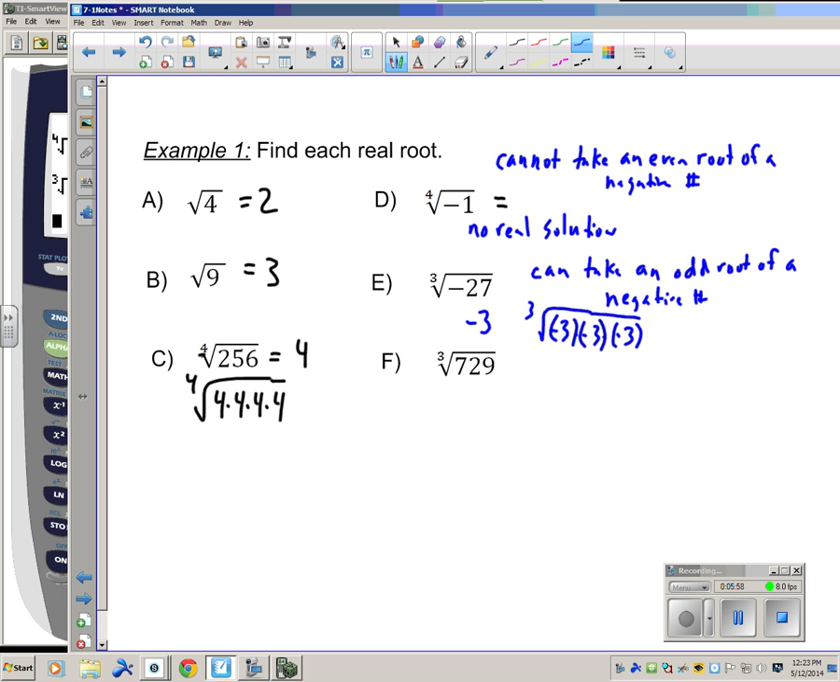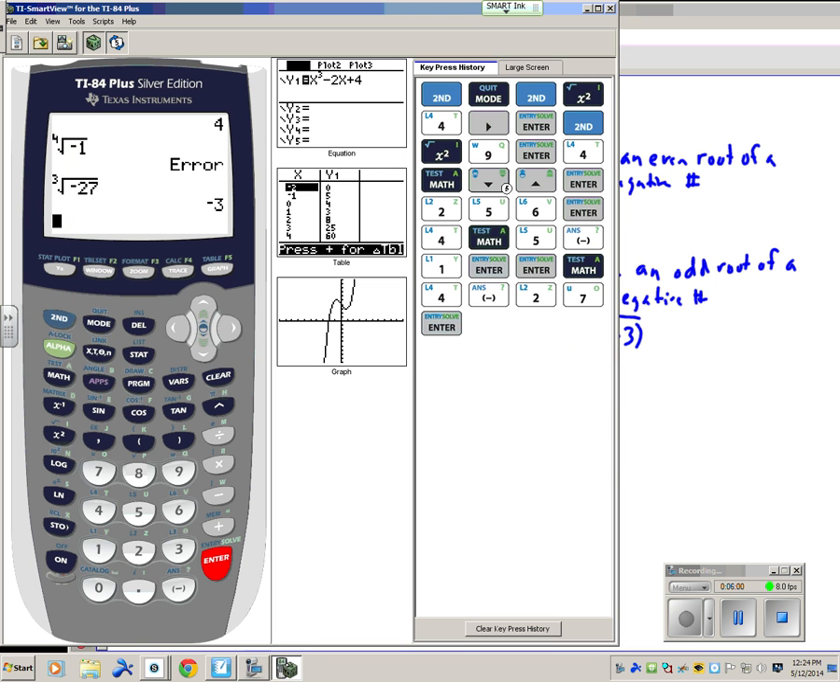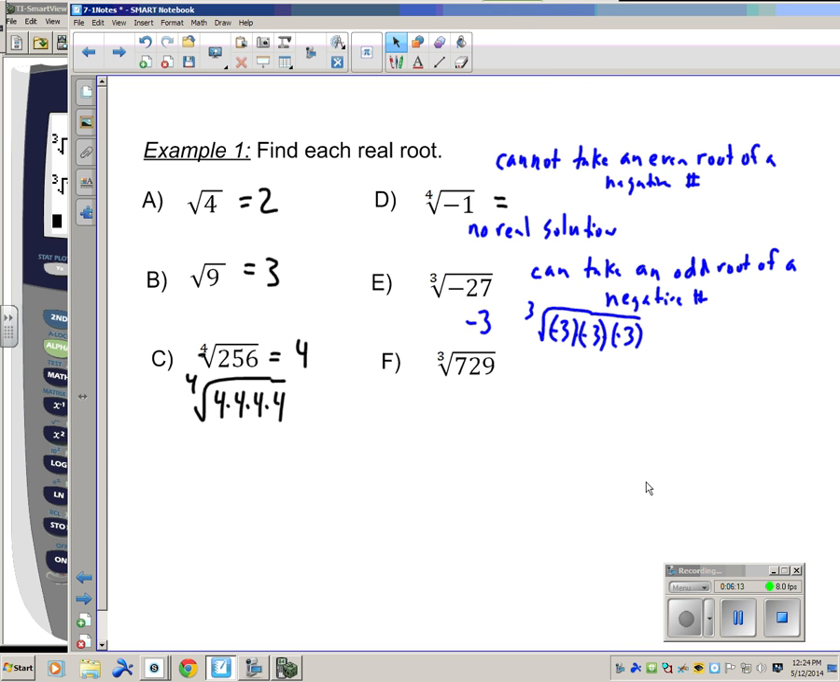So now I'll do 729. So let's do math key. Go down to number 4. Let's punch in 729. And I get 9. And why is that? Because the third root of 9 times 9 times 9, see how they've got 3 9s in there? Being multiplied to give you 729. The third root of that is 9.